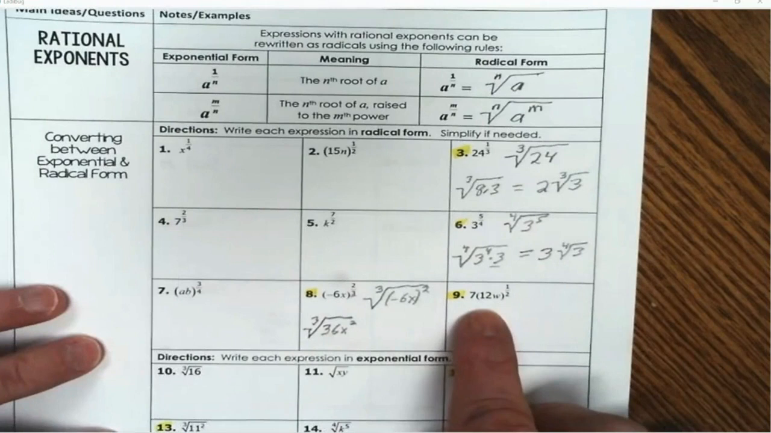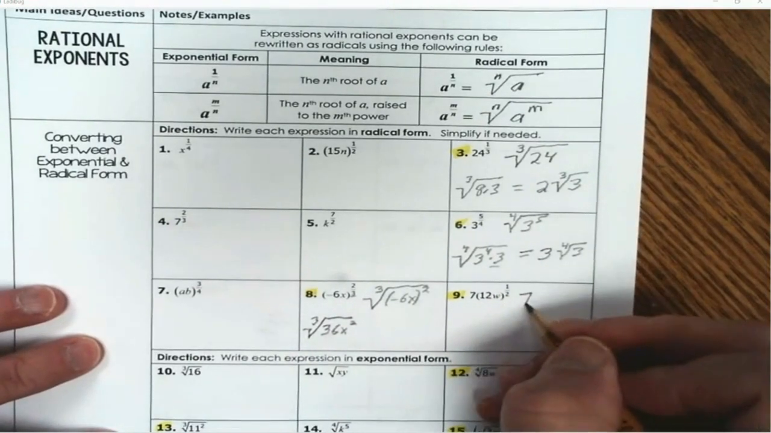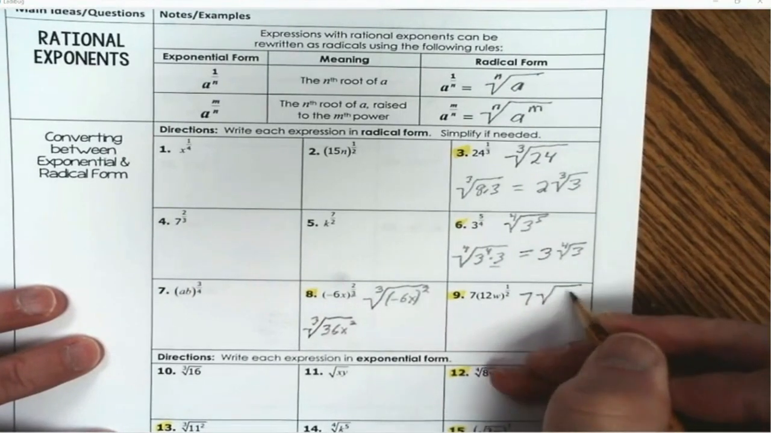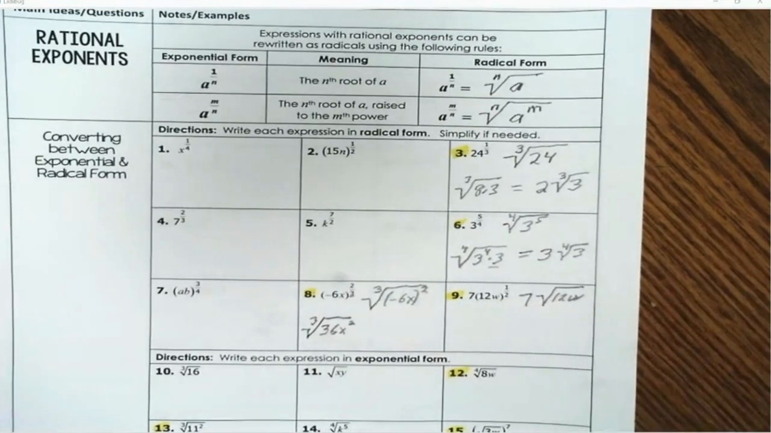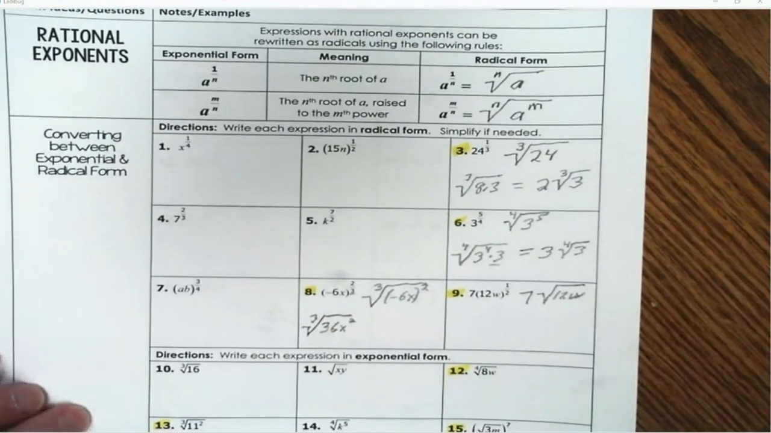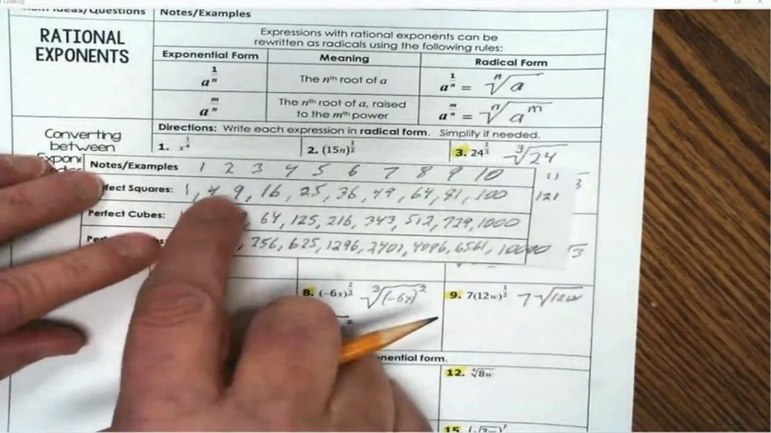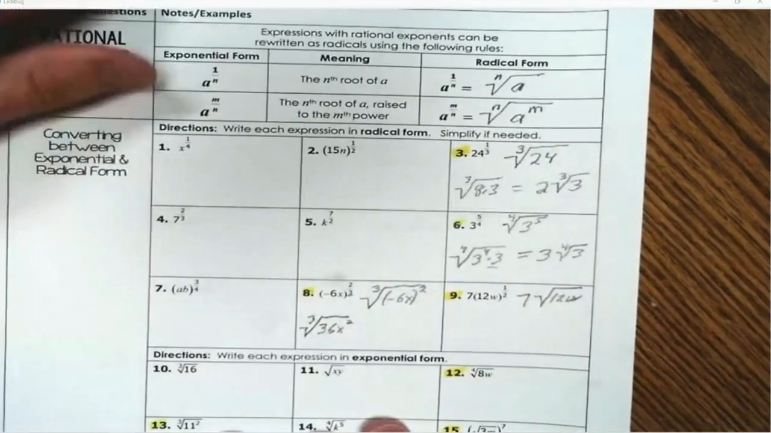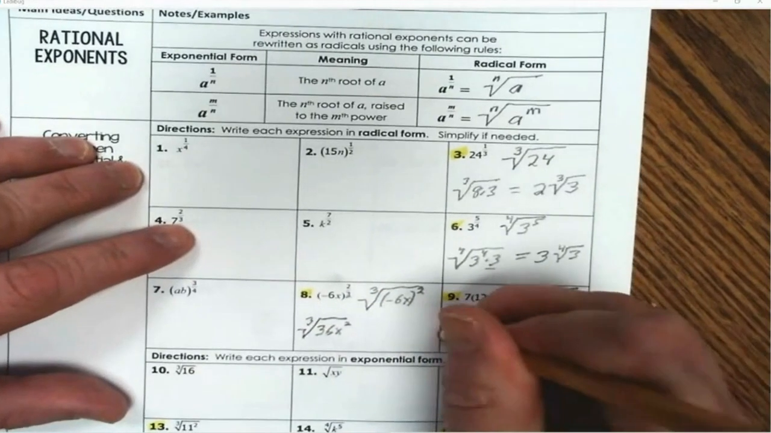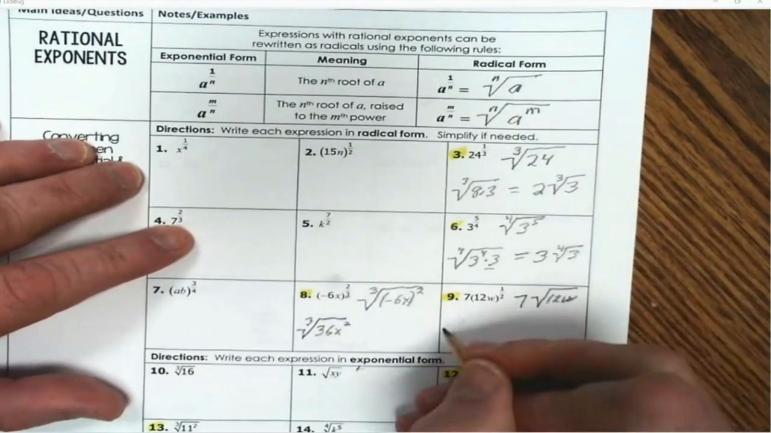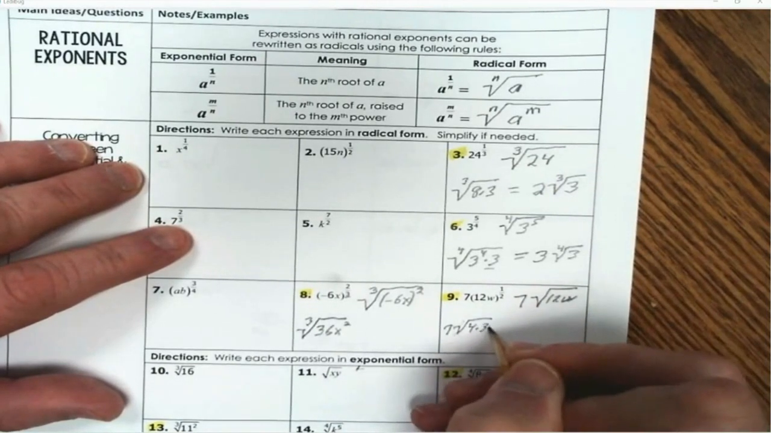All right, let's look at this one over here. 7 times 12w to the 1/2 power, which means the square root. Now for squares, this is a square root. The perfect squares are 1, 4, 9. 4 will go into 12. So we can simplify that. I have to put the 7 outside first. So 7 square roots of 4 times 3w.